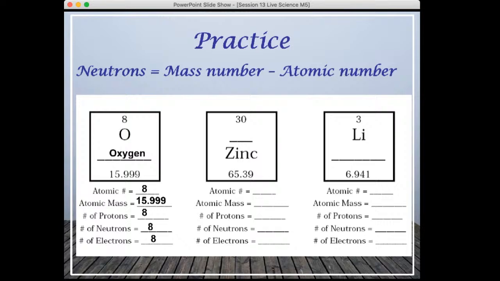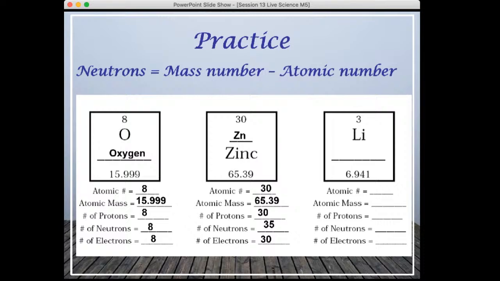In our second example, the element is zinc, and the symbol is Zn. The atomic number is 30. The atomic mass is 65.39, which is more or less equal to 65. The number of protons is equal to 30. The number of neutrons is equal to 65 minus 30, which is equal to 35. The number of electrons is equal to 30.